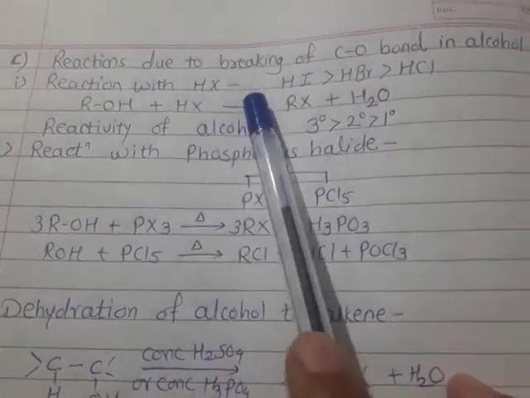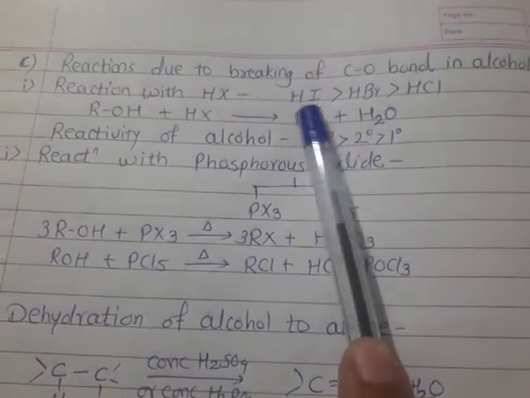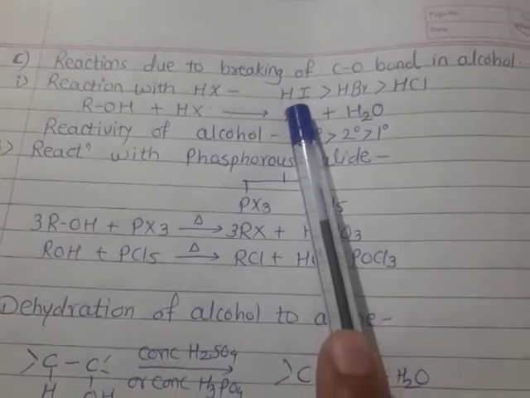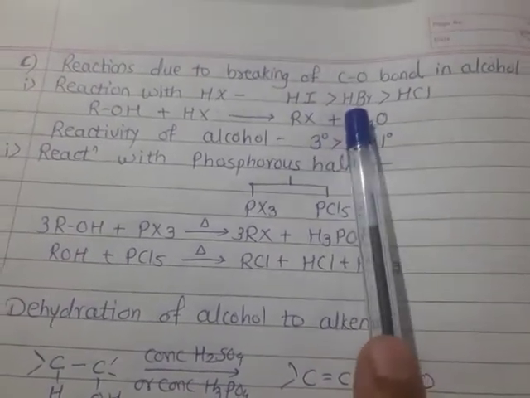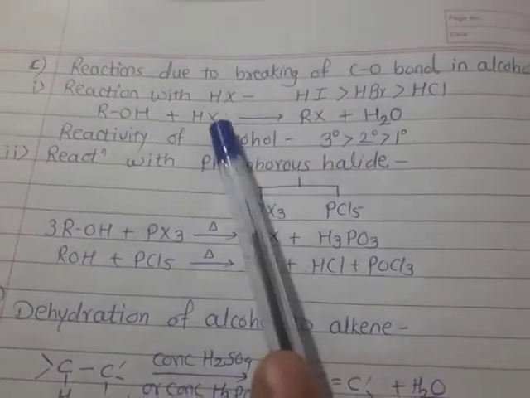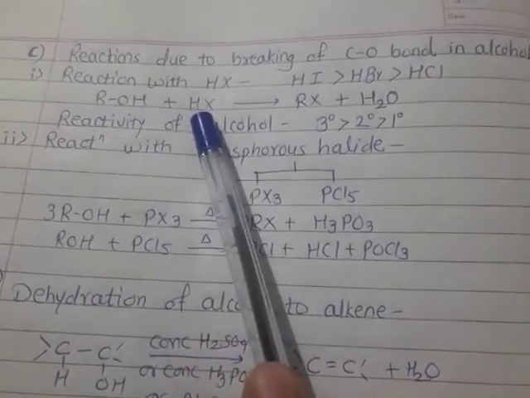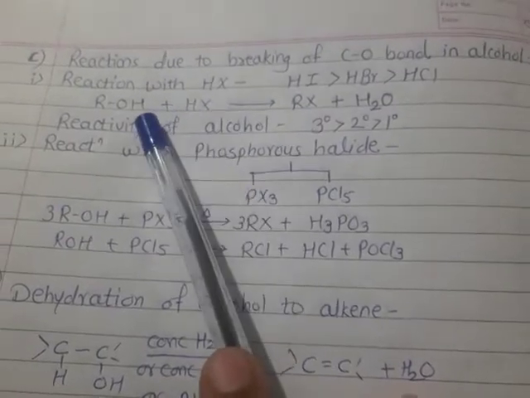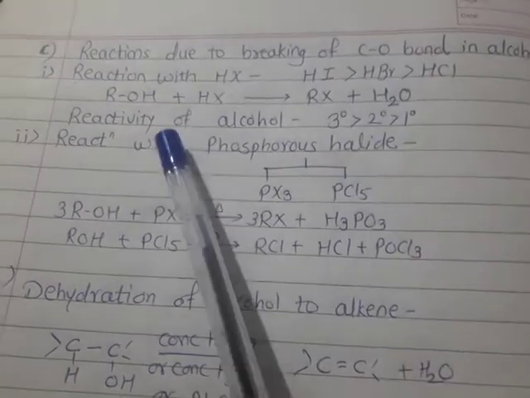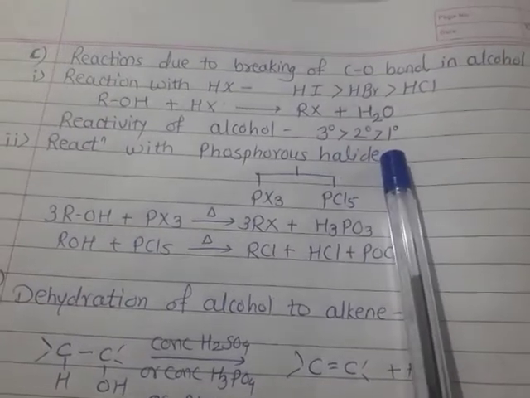Reaction with HX. HX means halo acid. It is HCl, HBr or HI. We know the bond between H and I is very weak, so HI reacts very fast. After that HBr and then HCl. This is the reactivity order of halo acids. What happens in this reaction? ROH reacts with HX. So it is just a displacement reaction. OH is replaced by X. We get RX plus H2O. Reactivity of alcohol towards this reaction: tertiary greater than secondary greater than primary.